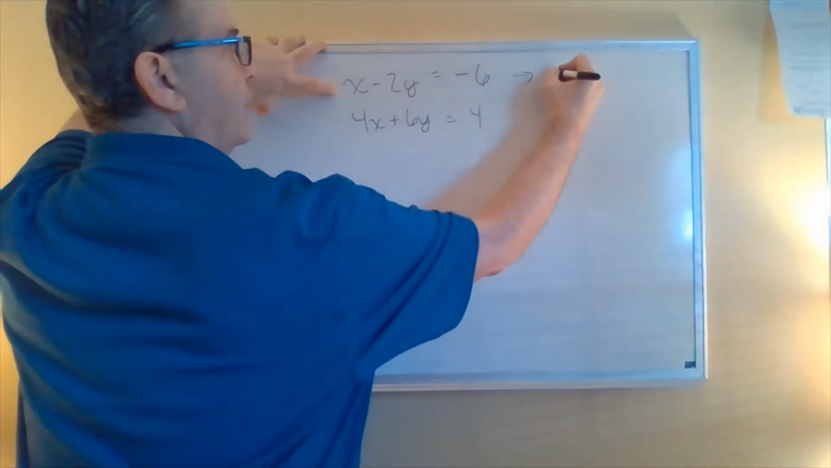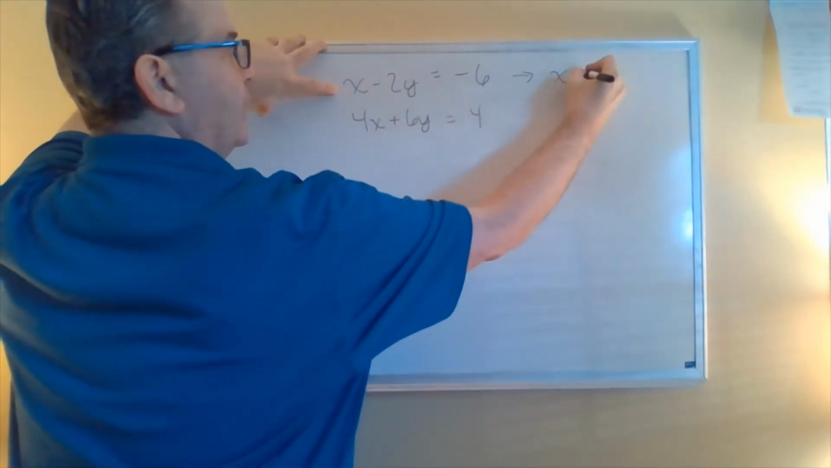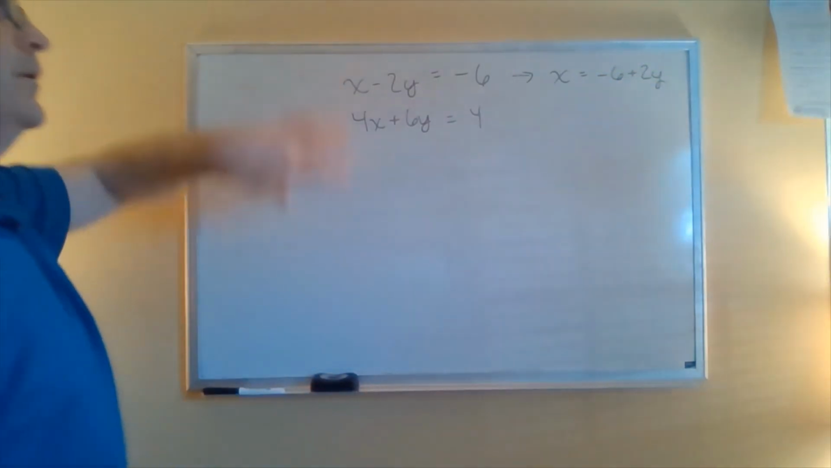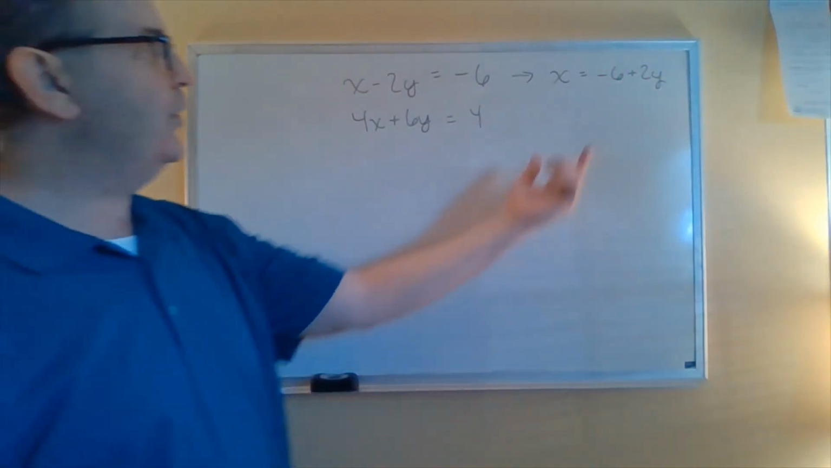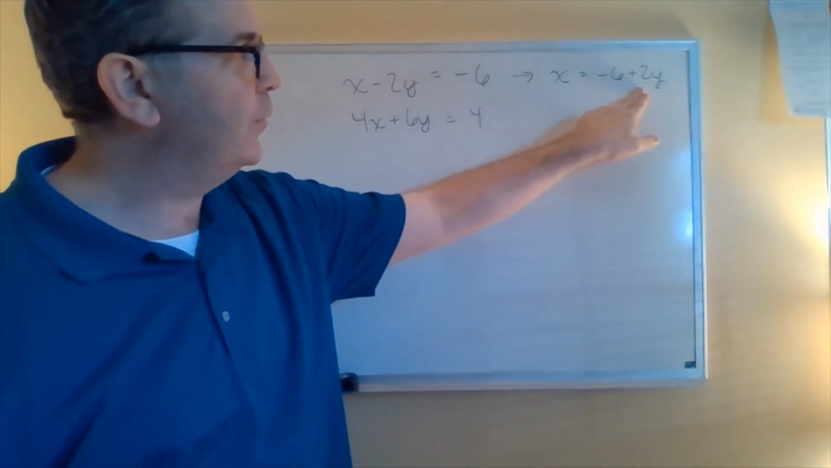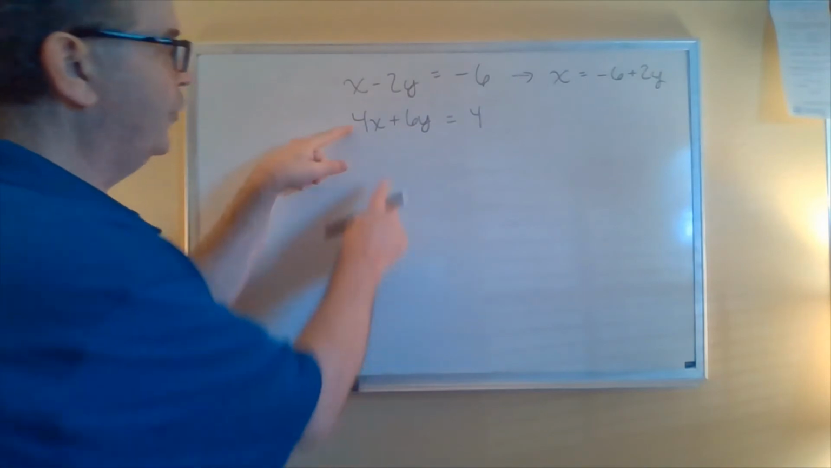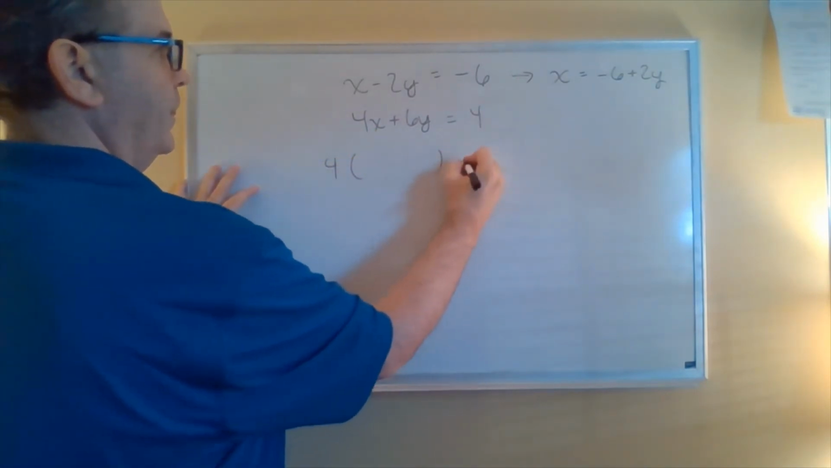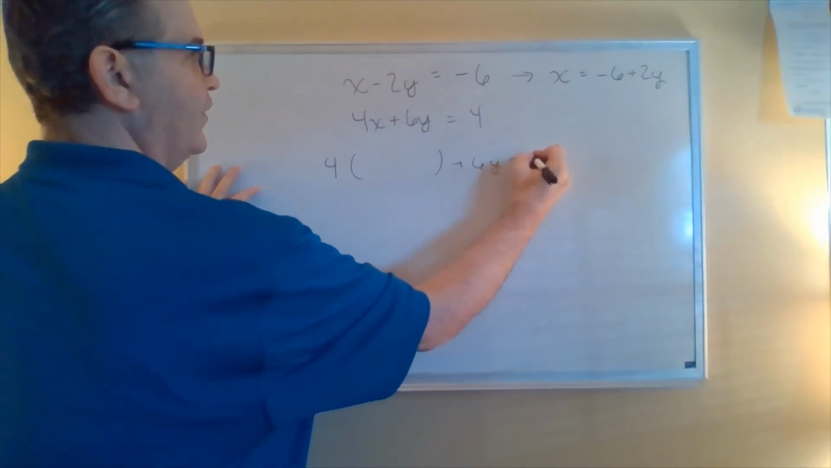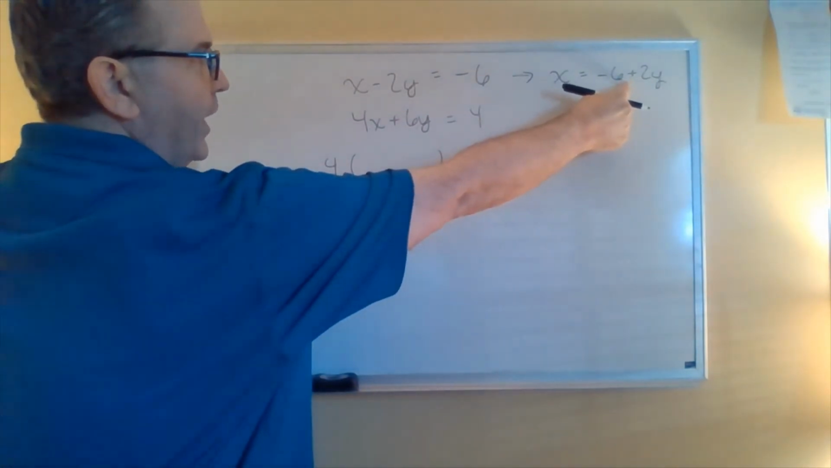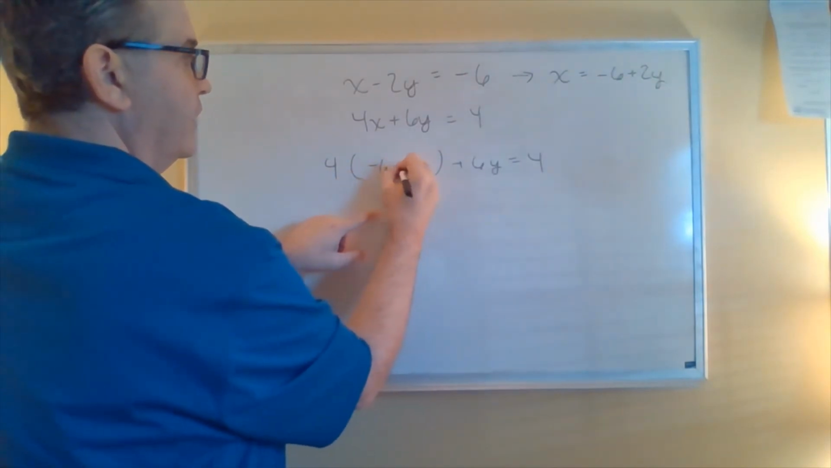And that would be, we're going to add 2y to both sides. So we get x equals negative 6 plus 2y. Okay, so now that we know that x equals negative 6 plus 2y, we're going to plug this negative 6 plus 2y into the other equation where x is. So let me rewrite this equation, putting parentheses where the x used to be. And now I'm just going to drop in what I know x equals over here, negative 6 plus 2y.